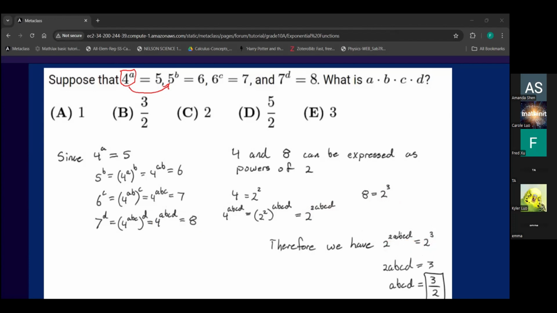So we can conclude that the two exponents must be the same. So 2 times ABCD is equal to 3, and we're looking for ABCD, right? So we move the 2 over, we divide both sides by 2, right? That way we cancel out this 2 over here, and we get ABCD is equal to 3 over 2, and so that is why the answer is B.